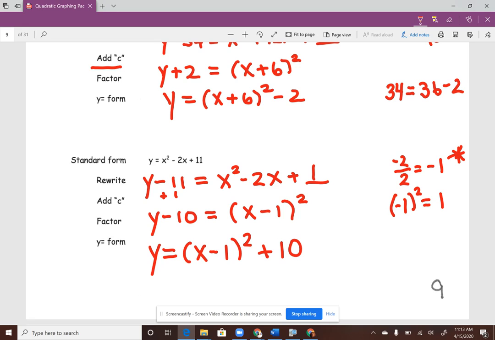So now again, think about it. In my original standard form equation, I had 11. If I was to work out x minus 1 squared, that would only give me 1. That's why I have to have an additional plus 10 out there, because it has to revert back to the original equation. Let me show you how these are equal on the graphing calculator.